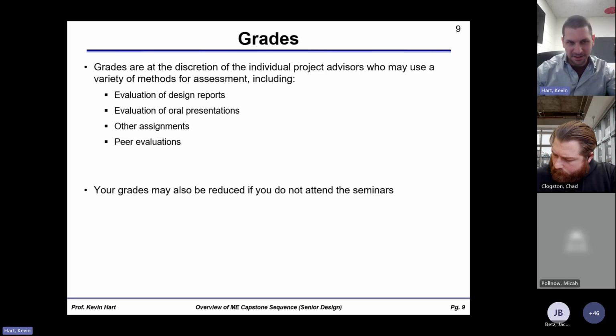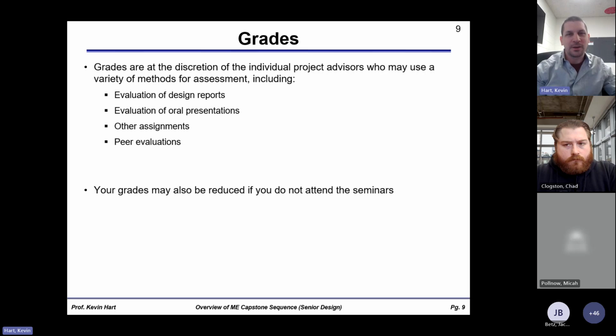Grades. How are grades assigned? It's up to the discretion of the individual project advisor, and most advisors have some sort of methodology that they use for assigning grades, but I'll admit that the grades in the senior design sequence are kind of a little bit nebulous. There's some emphasis that goes into the reports that you write, some emphasis that goes into the presentations that you do, some emphasis that goes into how you're producing material on the weekly basis during your weekly meetings with your advisors, those sorts of things.